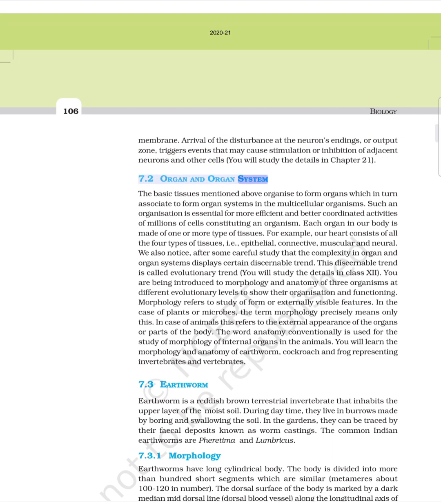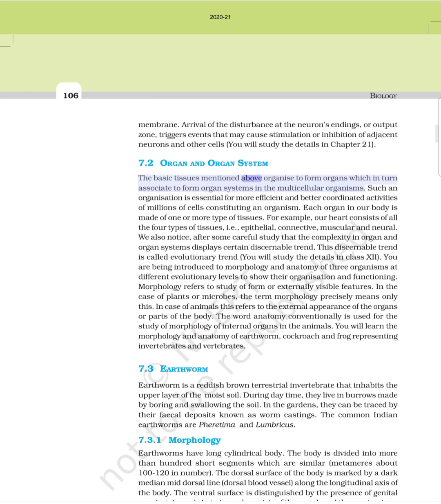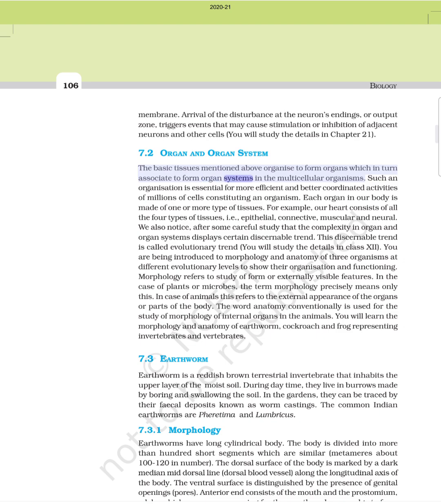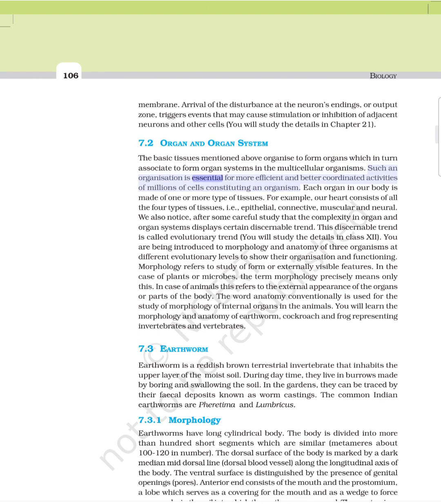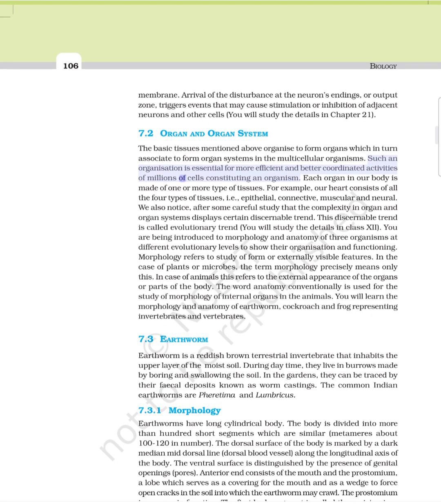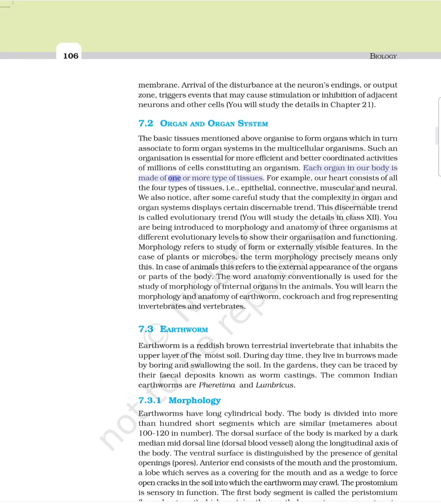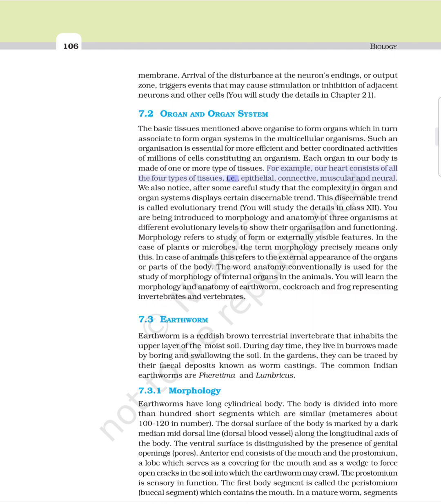7.2 Organ and organ system. The basic tissues mentioned above organize to form organs, which in turn associate to form organ systems in multicellular organisms. Such an organization is essential for more efficient and better coordinated activities of millions of cells constituting an organism. Each organ in our body is made of one or more types of tissues. For example, our heart consists of all the 4 types of tissues, that is, epithelial, connective, muscular and neural.